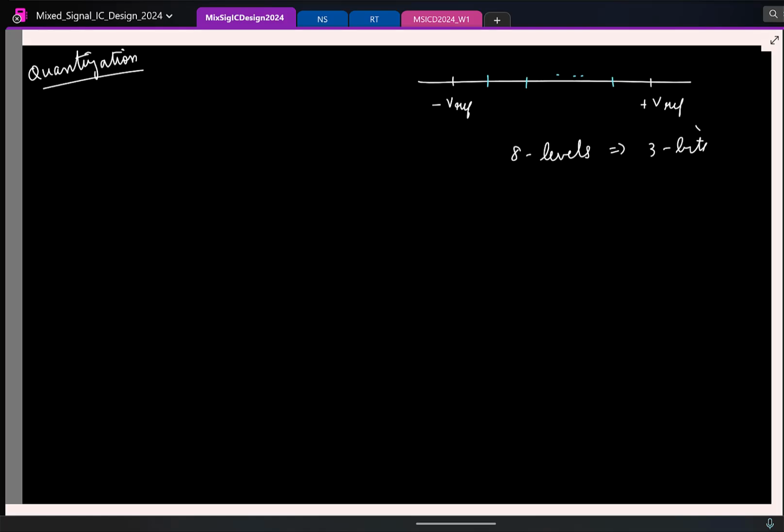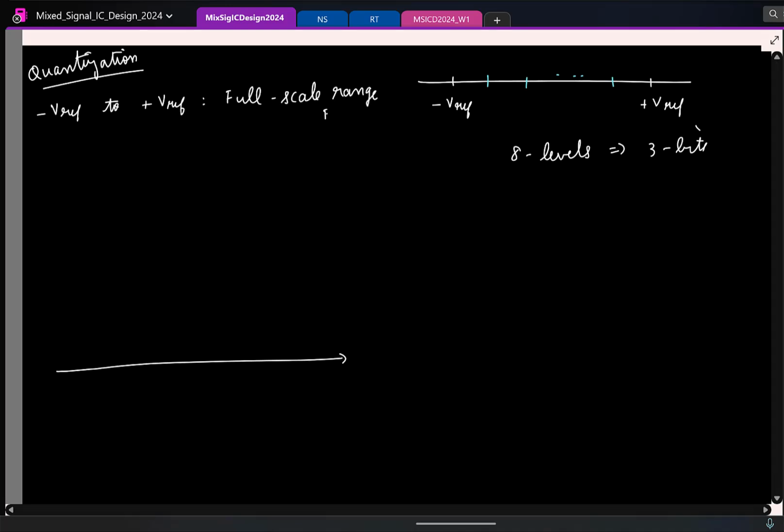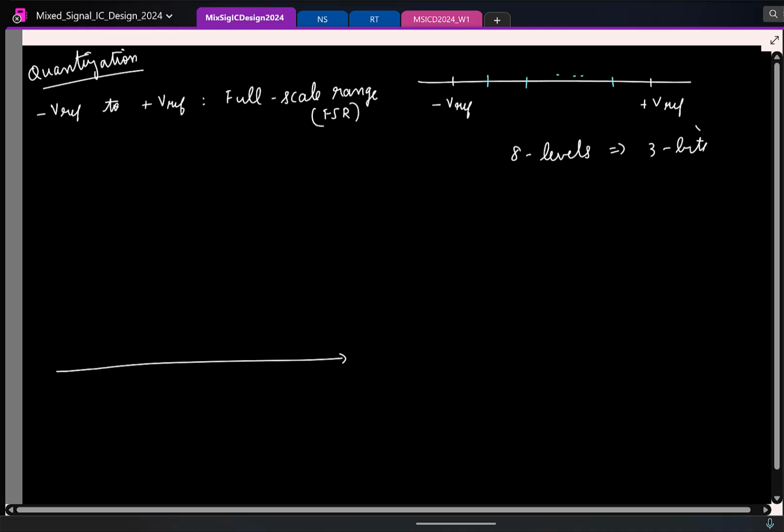Let me first draw this. Again, for the input, we'll assume that it spans the range minus Vref to plus Vref, and this is typically called the full-scale range, or sometimes FSR. So this is from minus Vref to plus Vref. Let's say this is 0, and let us say I want to quantize this amplitude axis into 4 levels. So essentially I will segment it like this.